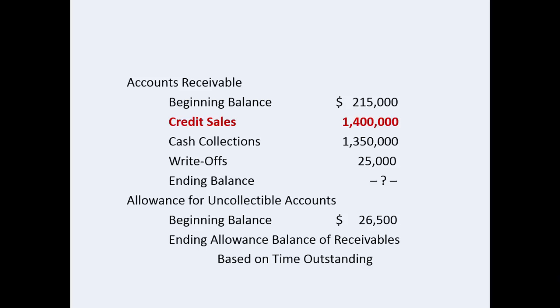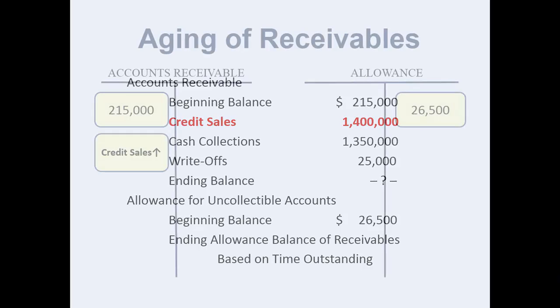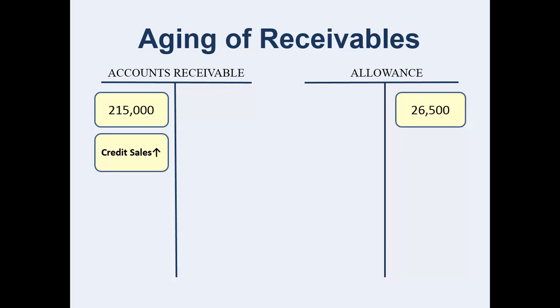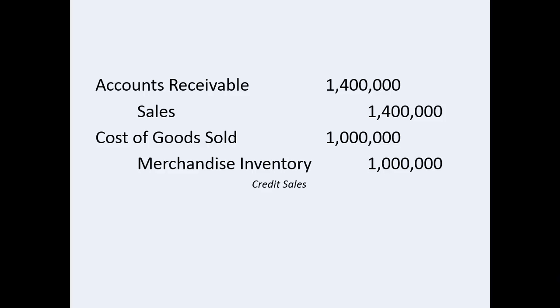Now back to our example. Now we're going to look at credit sales. So where would that go? What happens with credit sales? It's going to increase my accounts receivable, so we're going to plug that number. And this is what the journal entry would be. Your accounts receivable increases.